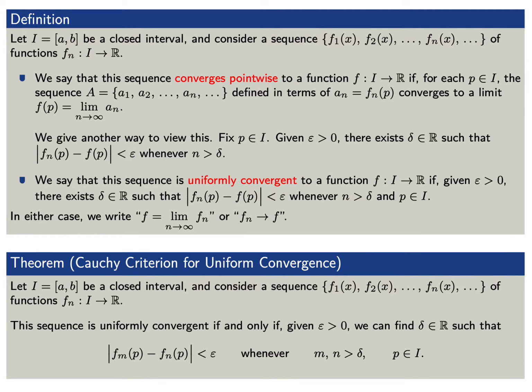We have the following criteria for determining when a sequence is a uniformly convergent sequence. Again, let I be a closed interval from a to b and consider a sequence of functions f sub n defined on I. The sequence is uniformly convergent if and only if, given a positive epsilon, we can find a delta such that in absolute value f sub m of p minus f sub n of p is less than epsilon whenever both m and n are greater than delta and p is in the closed interval I.